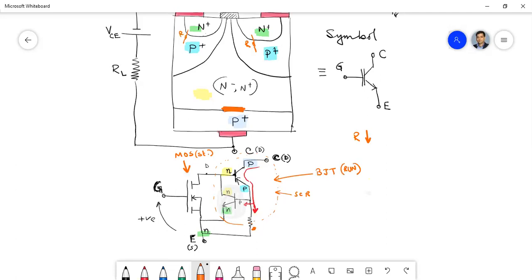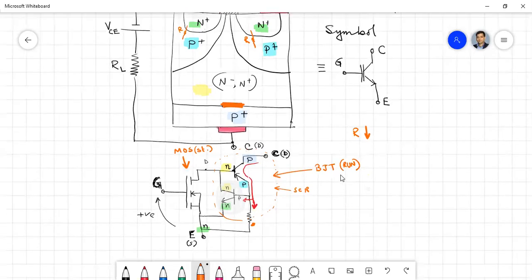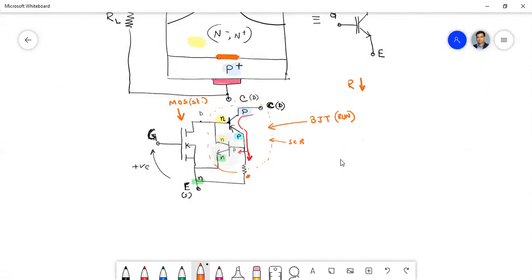Then we can exploit both the advantages of MOSFET and BJT. So that is the objective, the main objective of the IGBT.